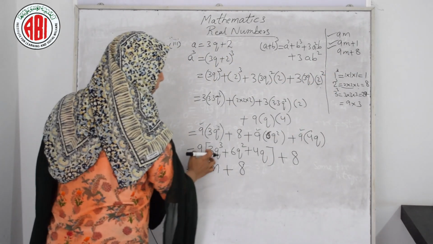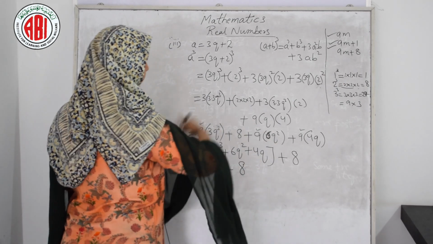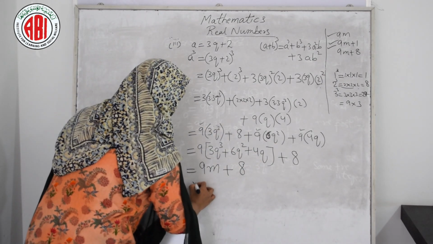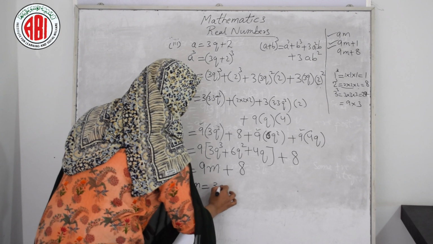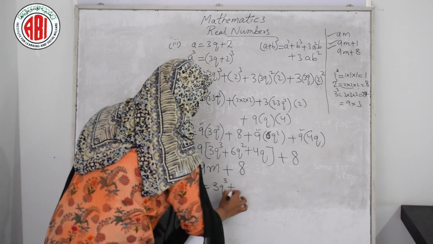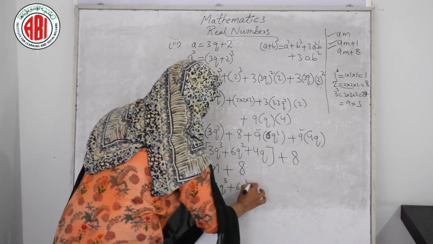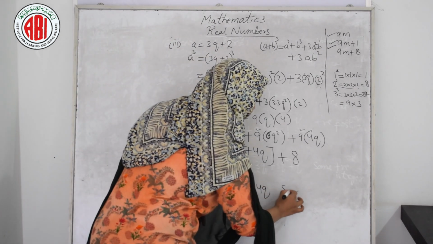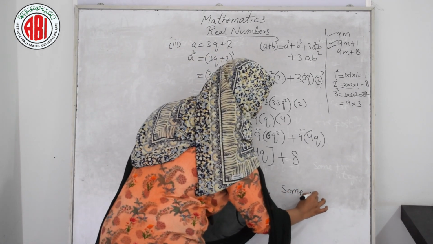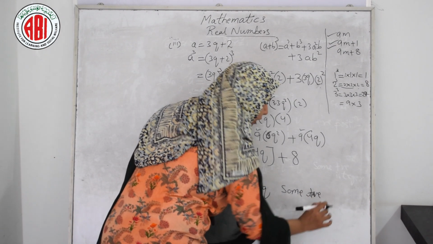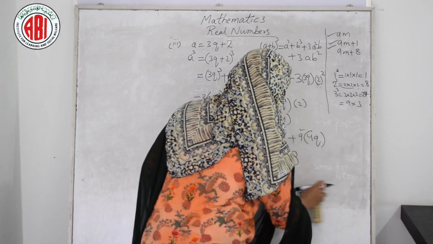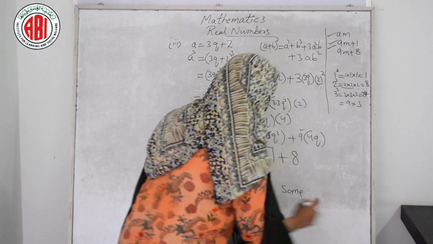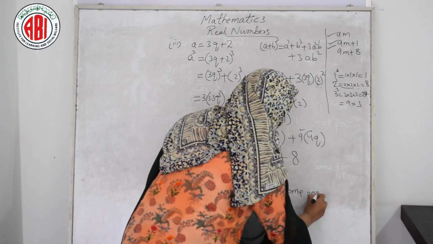What is m? M is nothing but an integer, where m equals 3q cube plus 6q square plus 4q. M is equal to this, some integer, some positive integer.